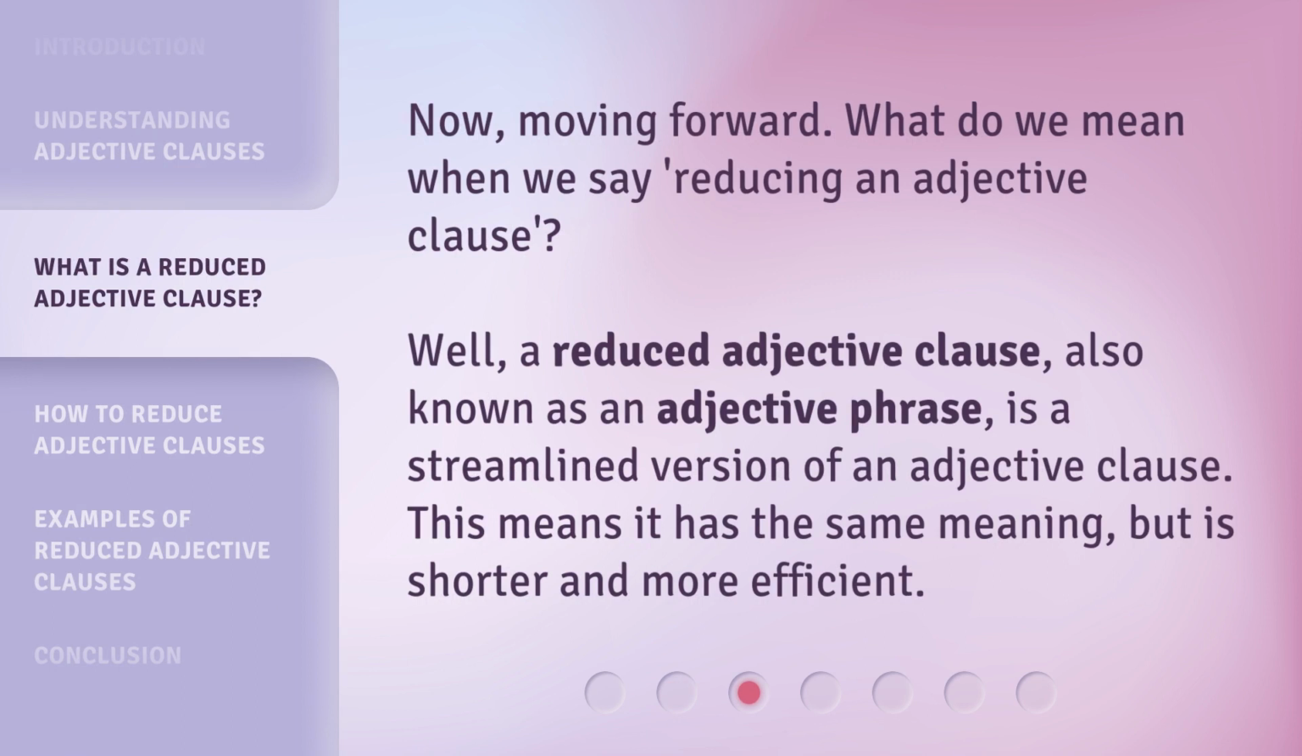Now, moving forward, what do we mean when we say reducing an adjective clause? Well, a reduced adjective clause, also known as an adjective phrase, is a streamlined version of an adjective clause. This means it has the same meaning, but is shorter and more efficient.